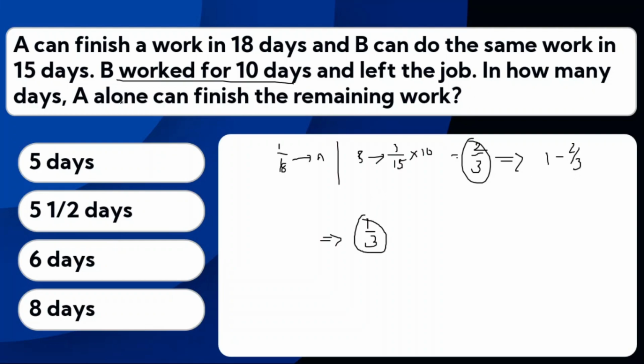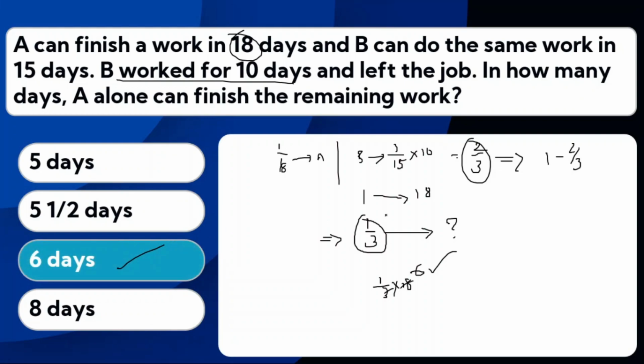So in how many days A alone can finish the remaining work, he is asking. So 1/3 of the work will be completed in how many days? He has given A can finish the work, so 1 unit work can be completed in 18 days. Then 1/3 of the work will be completed in 1 by 3 into 18 simply. So answer is 6 days. A alone can complete the remaining work. So answer is 6. Simple cross multiplication. Okay, comparison and cross multiplication.